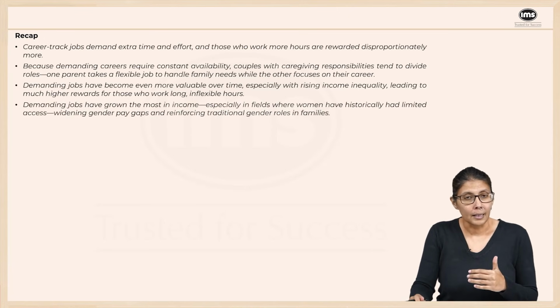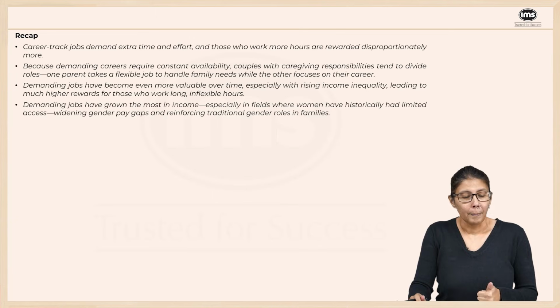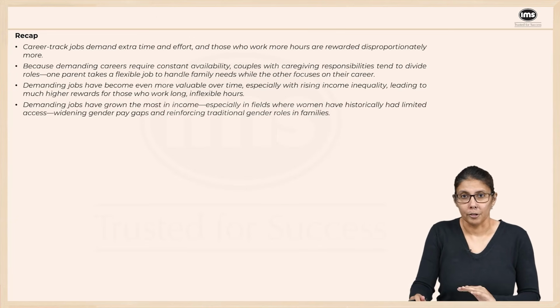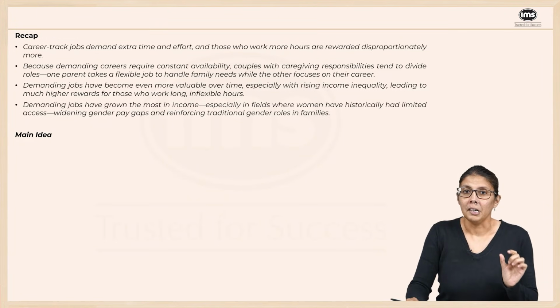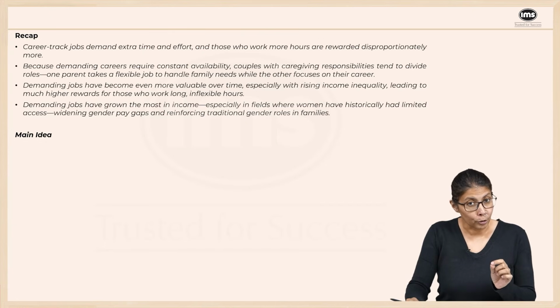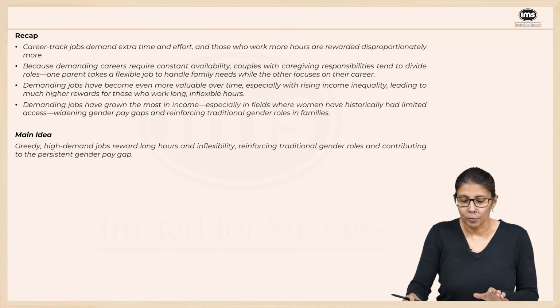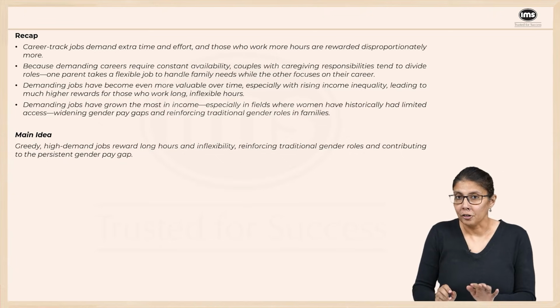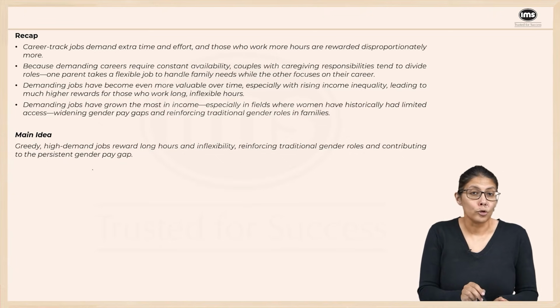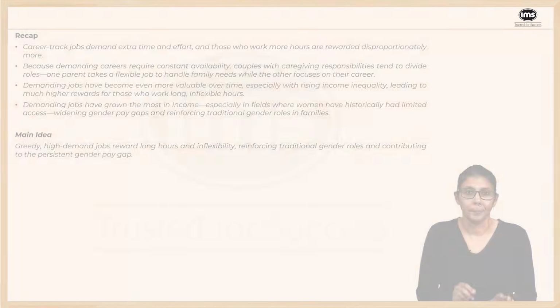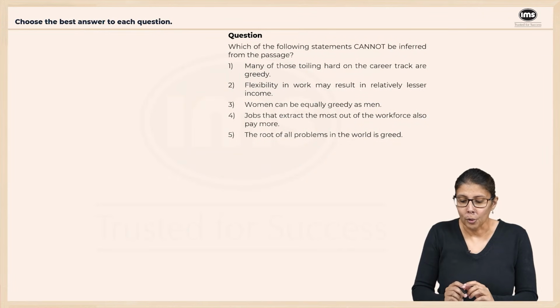This in turn has impacted women adversely because it has led to gender pay gaps and it has also reinforced traditional gender roles. So the main point that the author is trying to make is about greedy work. Greedy work is demanding work, it pays you a lot more money. This has led to adverse consequences for women because it has reinforced traditional gender roles and it has also widened the gender pay gap. The question here is, which of the following statements cannot be inferred from the passage?